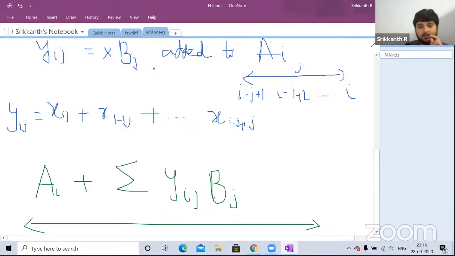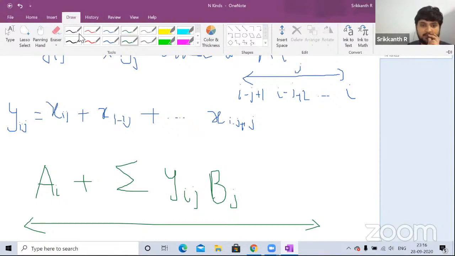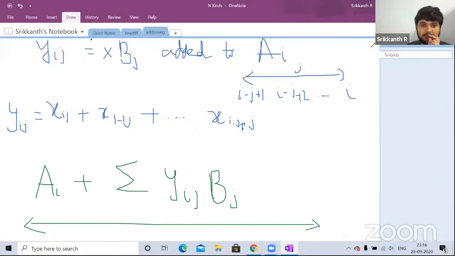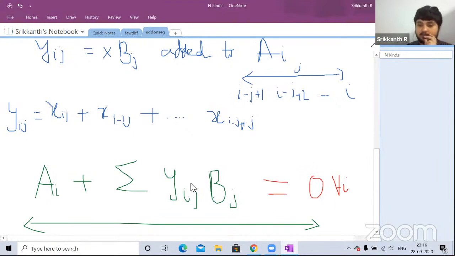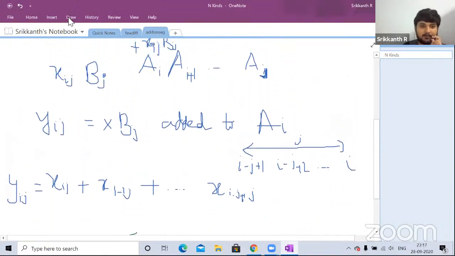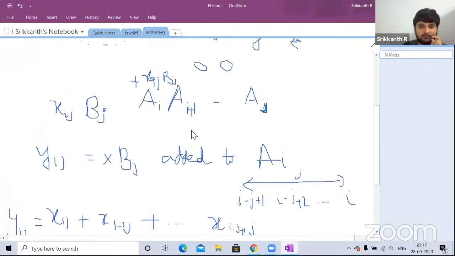So once we've defined it like this, this is the final value of AI, and we would like this to be 0 for all I. So that's the goal. Immediately when you look at this equation, this is what we call a linear Diophantine equation. Here all these variables AI, Yij, and Bj are all integers.